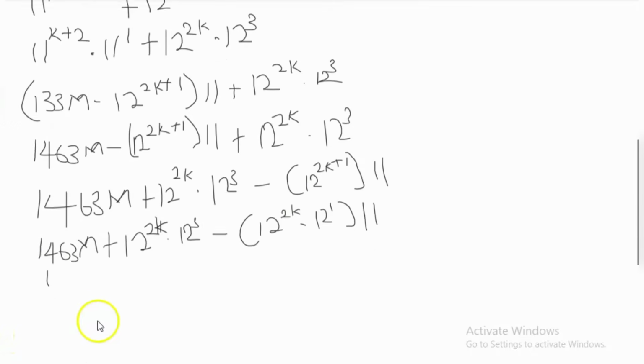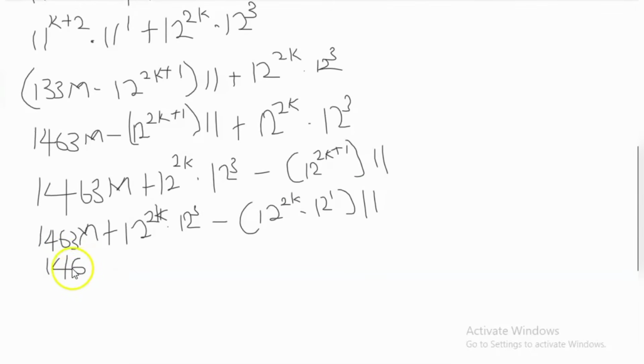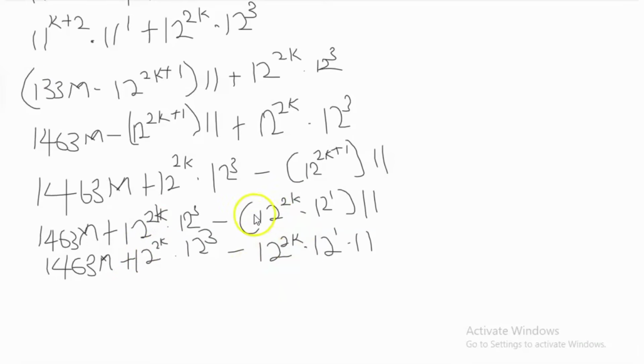But before we bring out 2k, let's expand this. So this is 1463m plus 12 to the power of 2k. So now, if you notice, I have removed the parentheses, and now everything is multiplying each other. So 12 to the power of 2k multiplied by 12 to the power of 1 multiplied by 11. I only remove the brackets. So now I see that 12 to the power of 2k is common. So what I would do, 1463m. Okay, so now what I'm going to do is bring out 12 to the power of 2k.